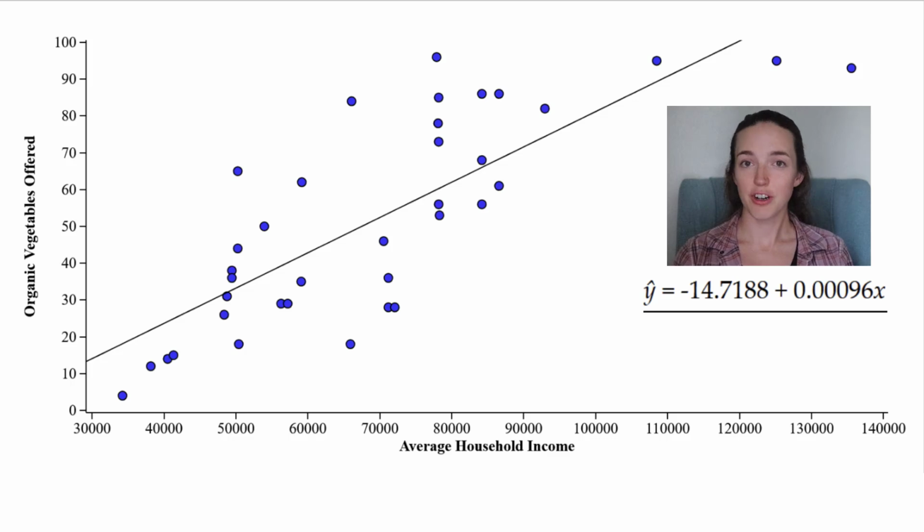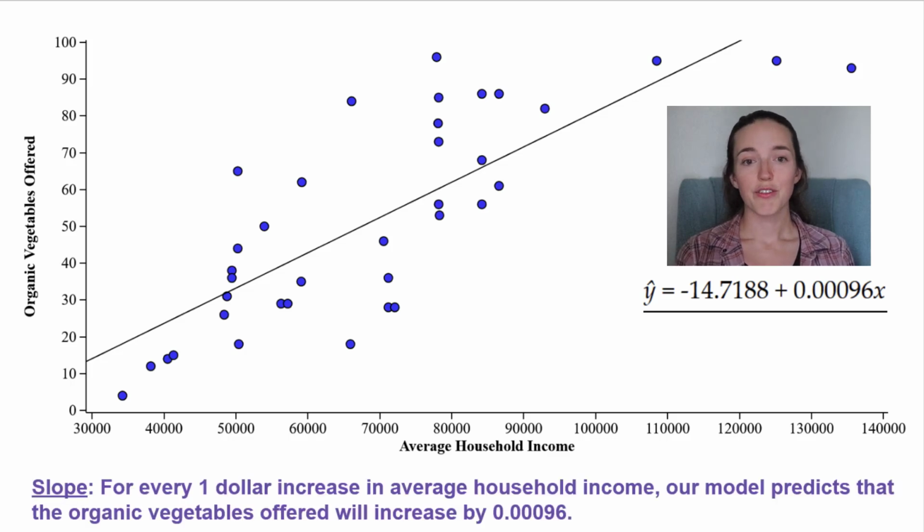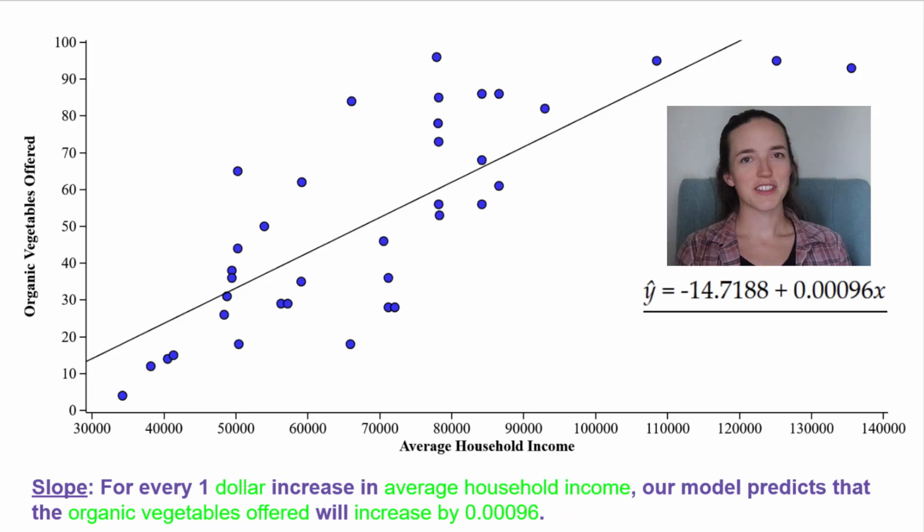So if you're asked to interpret the slope, here's what you would say. For every $1 increase in the average household income, our model predicts that the organic vegetables offered will increase by 0.00096 fruits and vegetables. So this is basically Mad Libs. When it comes to interpreting slope, you can always use this sentence and you can just change out the details. The purple parts stay the same every time, and the green parts we change depending on the context.